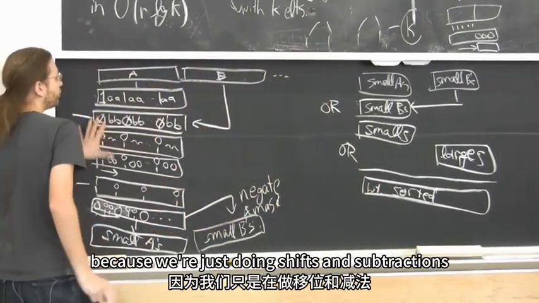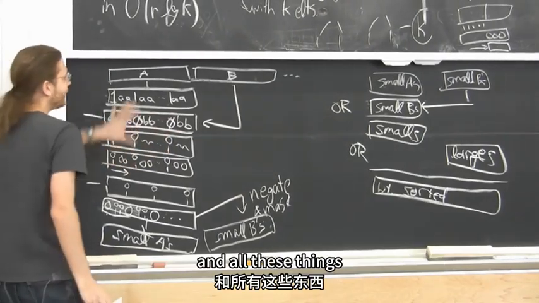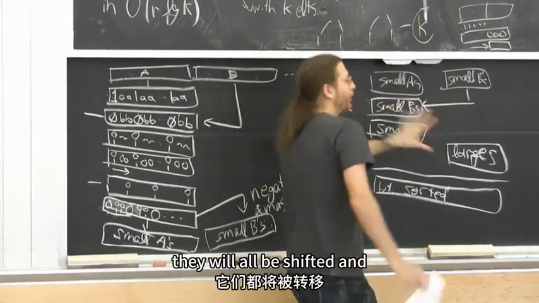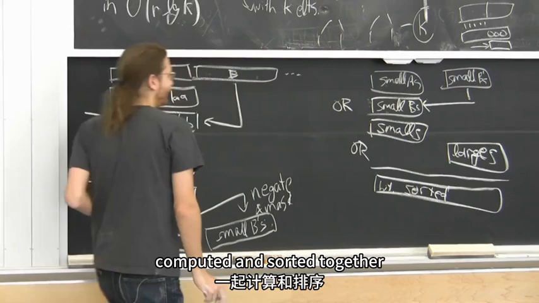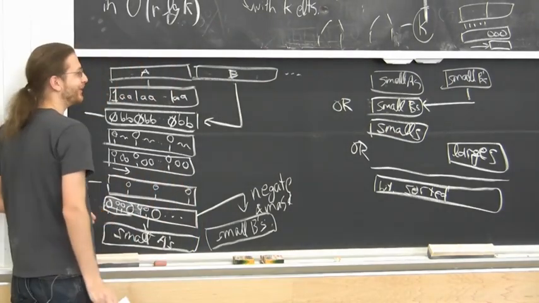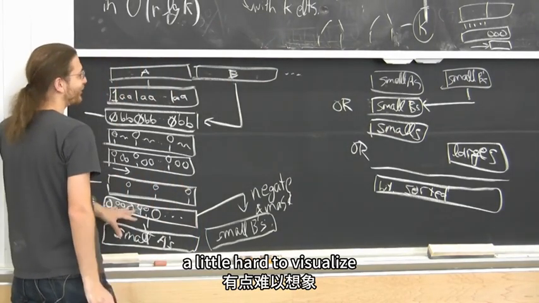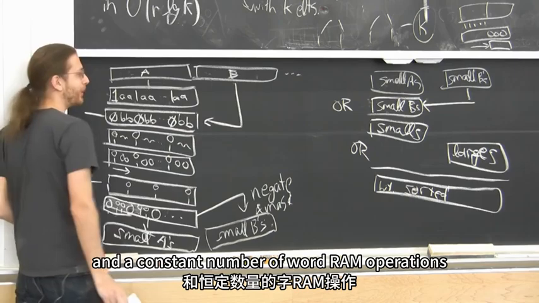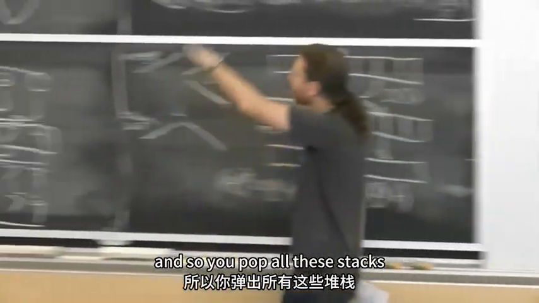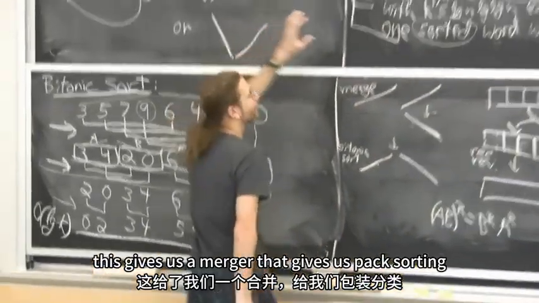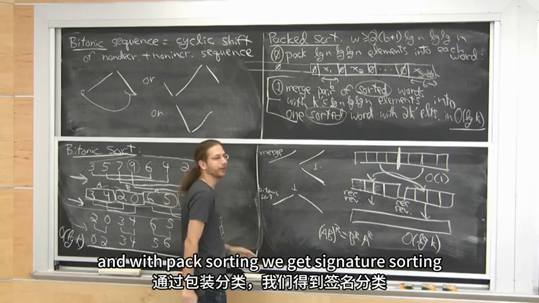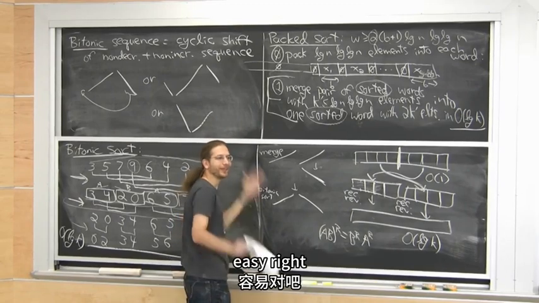And because we're just doing shifts and subtractions and all these things, it works even though there's not just one A-B pair, but there's a whole bunch of A-B pairs. They will all be shifted and computed and sorted together. And so, a little hard to visualize, but this will do one bitonic operation in a constant number of word RAM operations. And so you pop all these stacks. This gives us a merger. That gives us pack sorting. And with pack sorting, we get signature sorting. Easy, right?